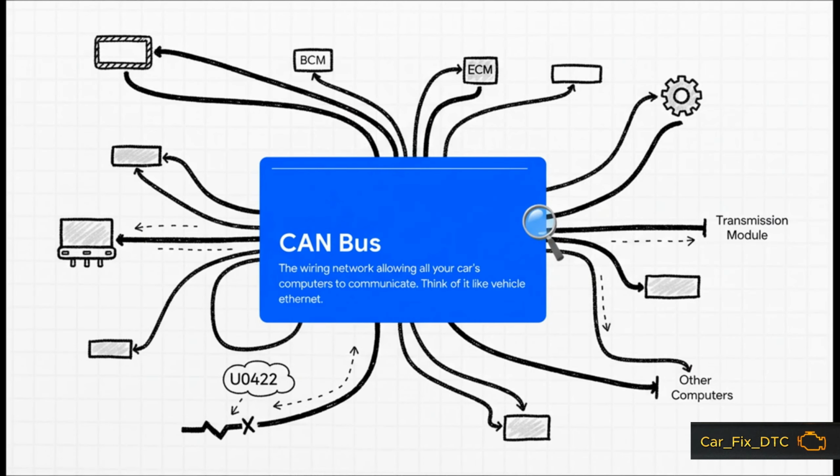So, how do all these different computers talk to each other? Well, they use something called the CAN bus. And honestly, the best way to think about the CAN bus is like an Ethernet network for your car. It's this web of wires that connects the BCM, the ECM, the transmission computer, all of them, letting them share information constantly. When you get a U0422 code, it's a huge clue that there's a communication breakdown somewhere on this vital network.